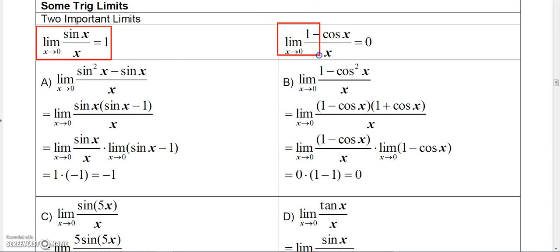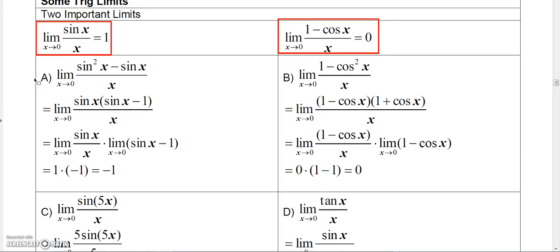The limit of sine x over x as x approaches 0 is 1, and the limit of 1 minus cosine x divided by x as x approaches 0 is 0. So just take those on faith. I'm not going to prove them to you. I'm just going to show you a couple of examples, and I'm going to go through these rather quickly so I can squeeze them all in.